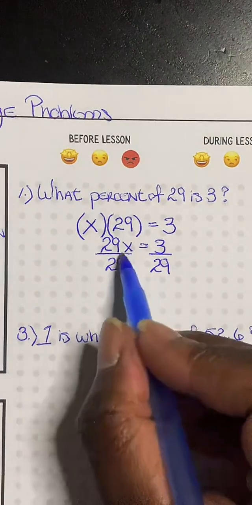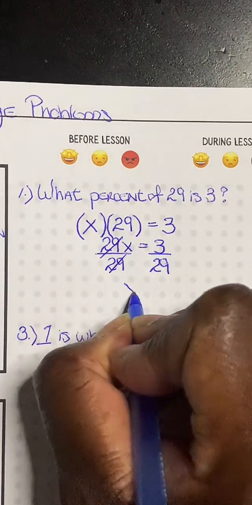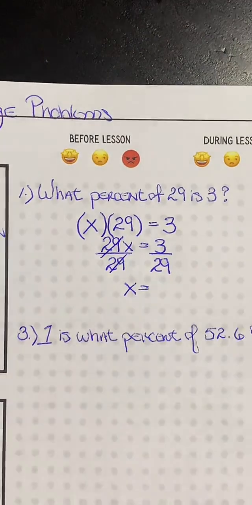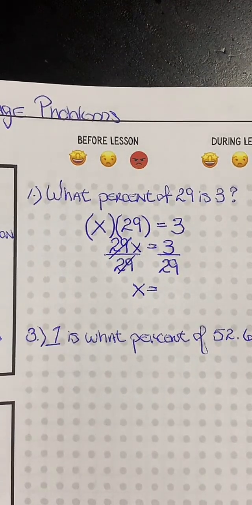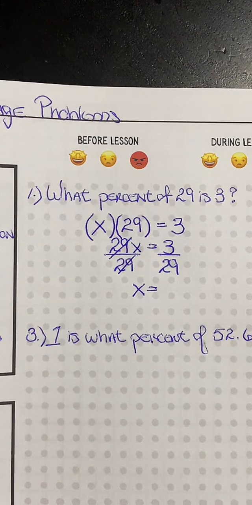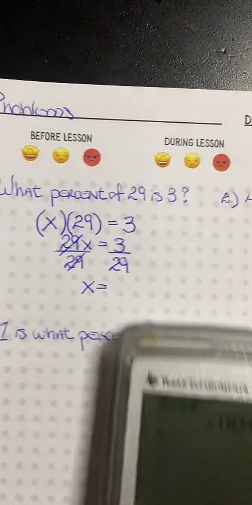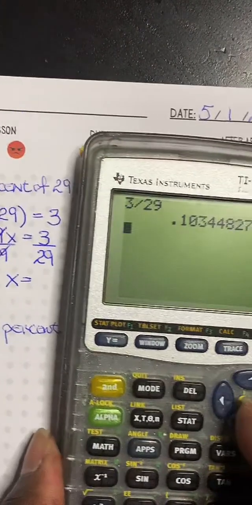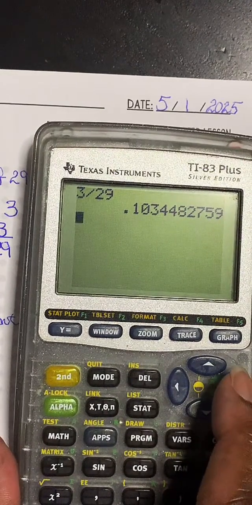Okay, so 29 divided by 29, that gives me 1x. So I bring my x down. And now we have 3 29ths. So based on the day I'm having, I'm whipping out the grand old calculator. But if you want to do lovely long division, this is what 3 29ths look like.